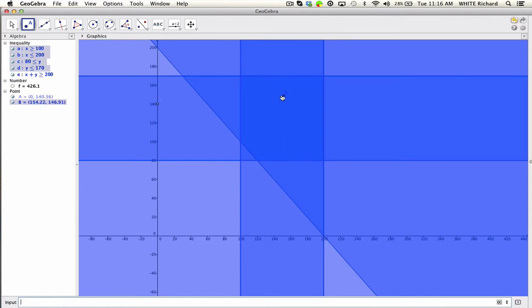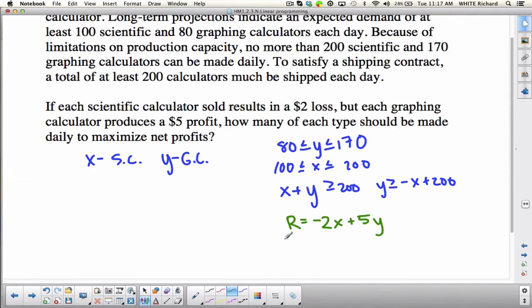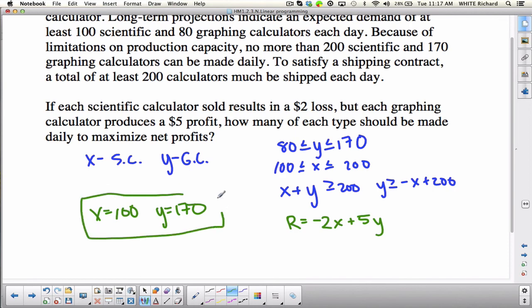Let's drag this point around and see where it's at a maximum. And it looks like up here, when X is 100 and Y is 170. So x equals 100 and y is equal to 170. And that way we've maximized our revenue.